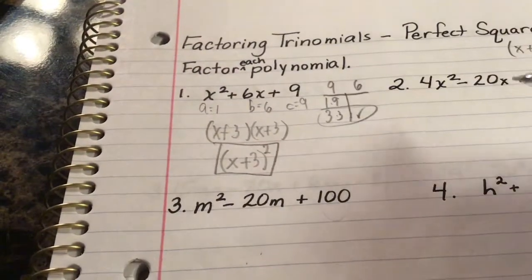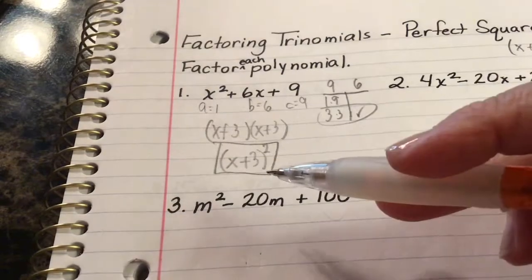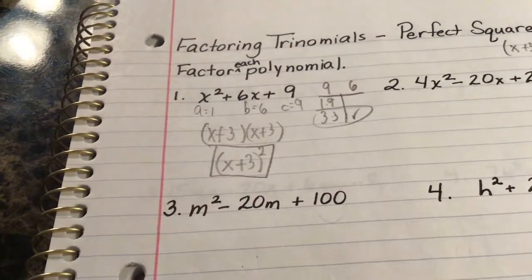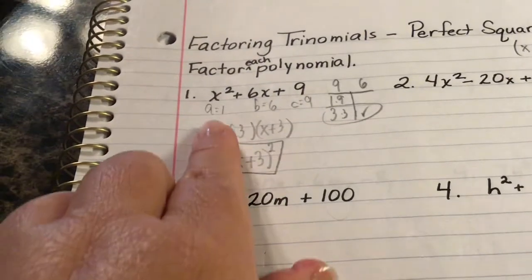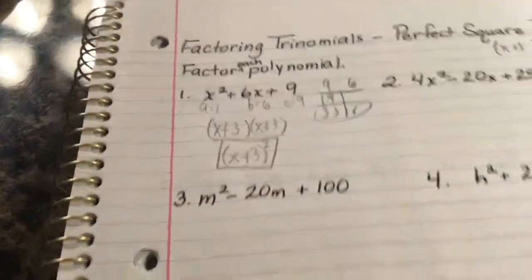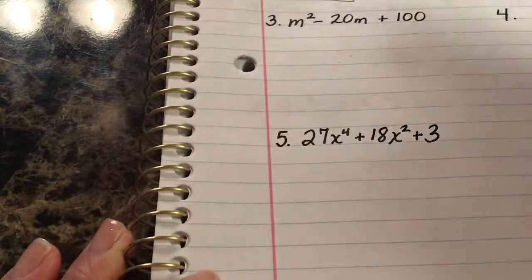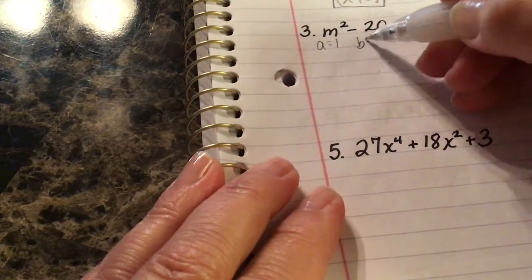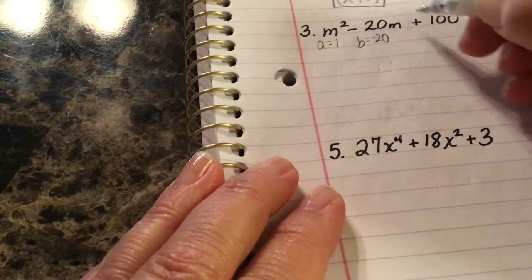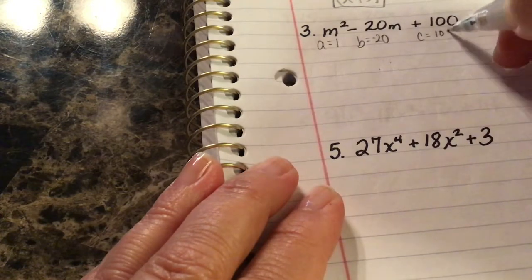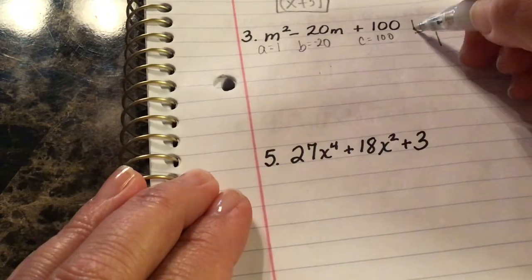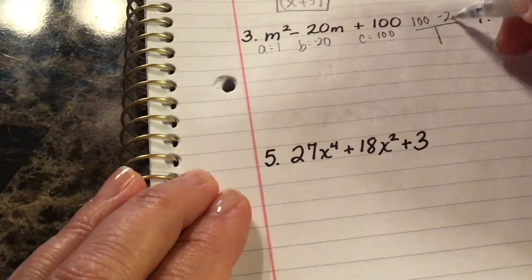So I know that all 4 of these problems can be written as one single binomial raised to the second power. Now I'm going to skip number 2 for right now because I'm going to do all the ones where a is 1 first. So I'll come back to that. So on number 3, a is 1, b is negative 20, and c is 100. Okay, so factors of a times c, 100.